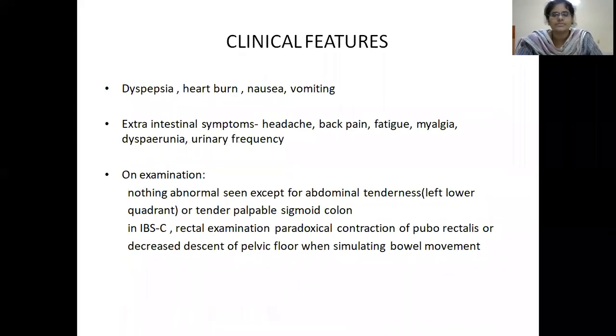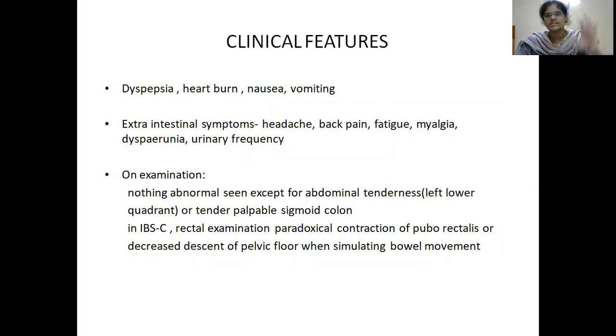Also, some of these patients may present with GERD symptoms, and also nausea and vomiting. What are the other extra-intestinal symptoms? The patient can present with headache, backache, fatigue, myalgia, and increased urinary frequency. Another important thing while examining these patients is that we have to ask for and check for symptoms of psychiatric manifestations.